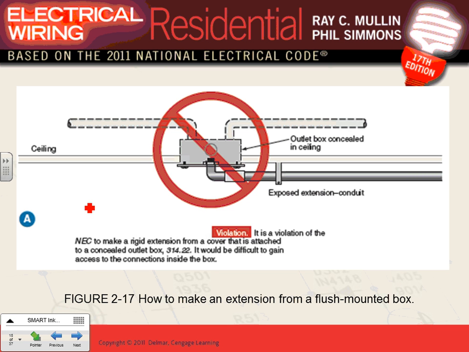All boxes must be accessible. When you put a box, it must be accessible. So remember, Jamie, my friend, you put a box, you go sheetrock over that box. If it's a J box or a device box, it has to be accessible. So the reason why you can't pull out the cover of a box this way, and it's a violation, is because you need to be able to access the wiring inside the box.